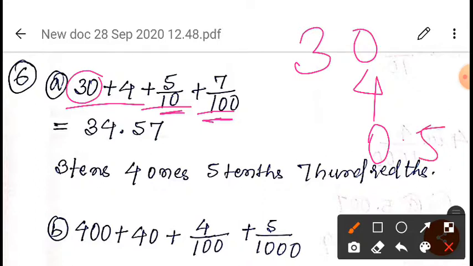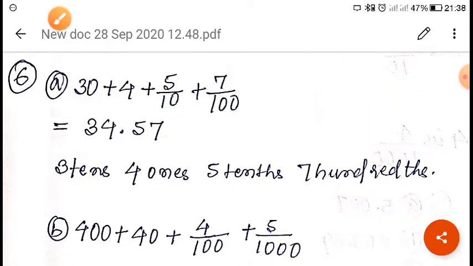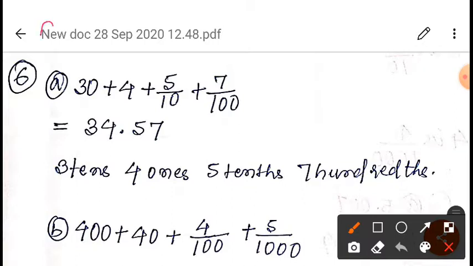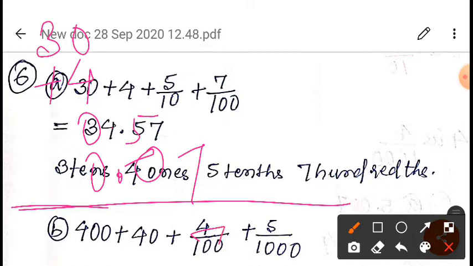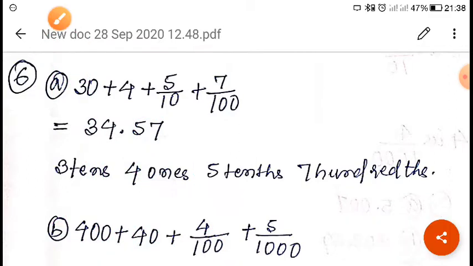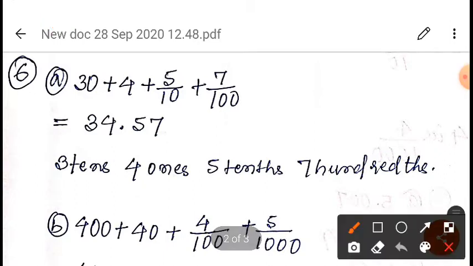So we write 30 plus 4, and plus 0.5, and plus 0.07, you can write it like this. When you add these, you get 7 here, 5 here, the point, then 4, and this one is 3, so you get 34.57, as you can see here.